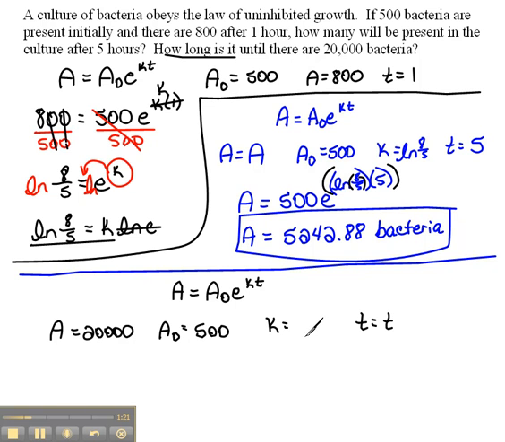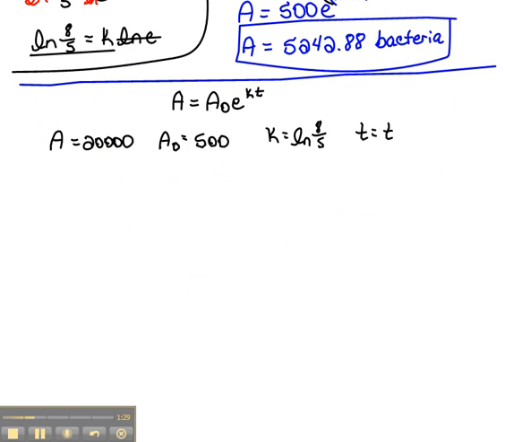And we also need to know our growth rate, or our proportionality constant, which we already solved for and found to be the natural log of 8/5. Now we have all the information we need, and we can plug it into our formula and solve. So we'll have 20,000 equals 500 e to the natural log of 8/5 times t power.